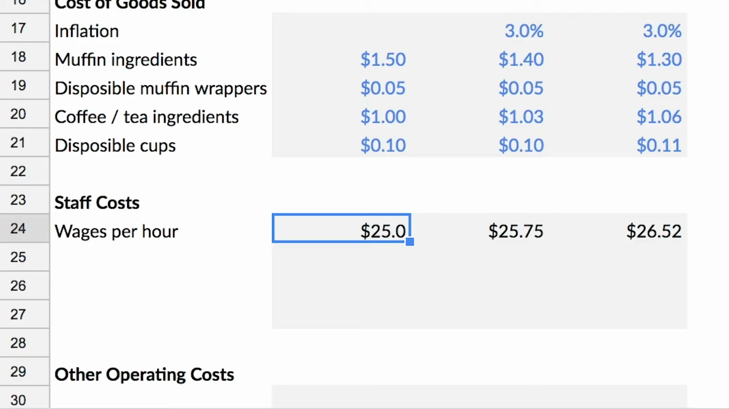First thing I can think of is wages per hour. So what's it going to cost us to pay each employee per hour? Let's assume it's $25 an hour in year one, because costs go up, $25.75 in year two, and in year three it's $26.52. And if you look at the formula that's been put in here, that's been grown by the 3% inflation, which is that same input in row 17.